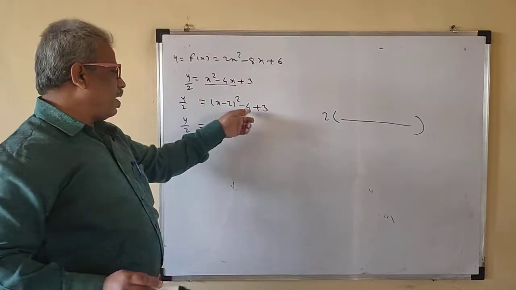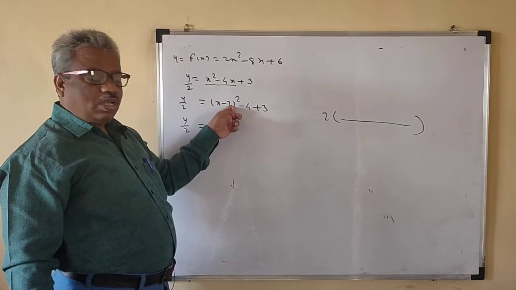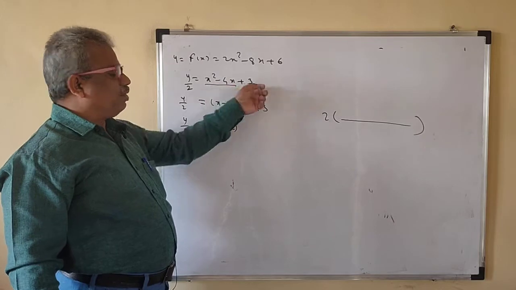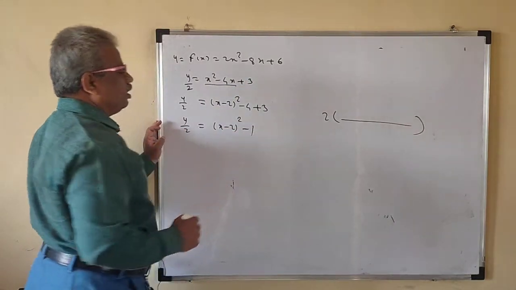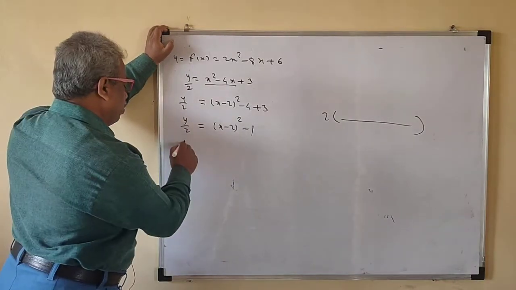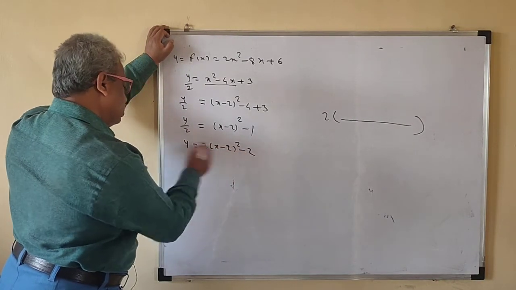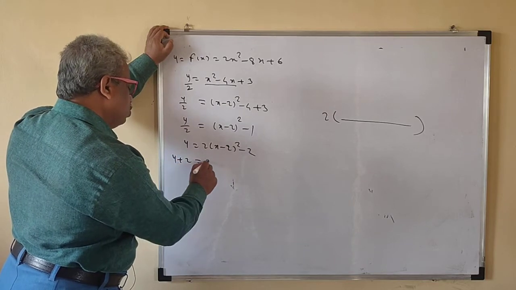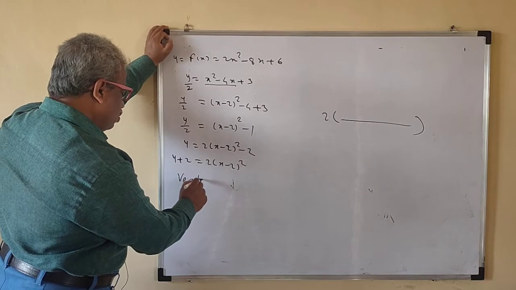Okay. So if you simplify this one, what do we get? x square minus 4x plus 4. And this minus 4 gets cancelled. Okay. Minus 9. So we'll multiply by 2 now here. So this is twice (x minus 2) square minus 2. Just shift this. This is plus 2. 2(x minus 2) square. So what is the vertex?